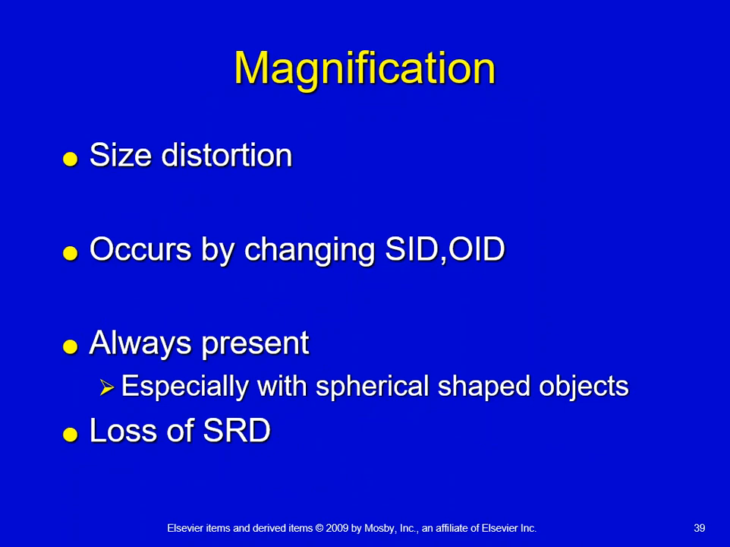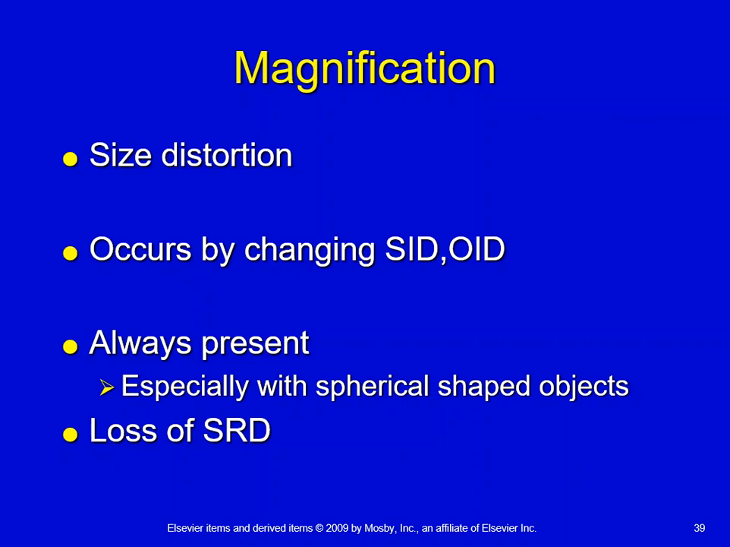So magnification all by itself is nothing but size distortion. And you need to understand magnification is always present. The magnification is controlled by SID and OID. And OID is really the portion of that equation that makes magnification always present. You can never achieve a zero OID. Even on thin anatomy like your hands, you're going to have an increase in OID because of the soft tissue.